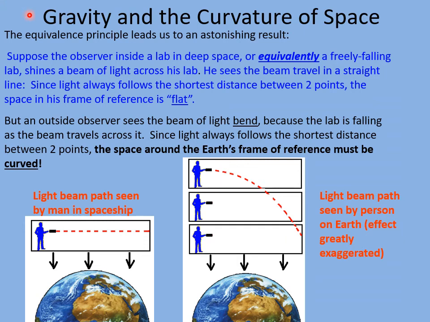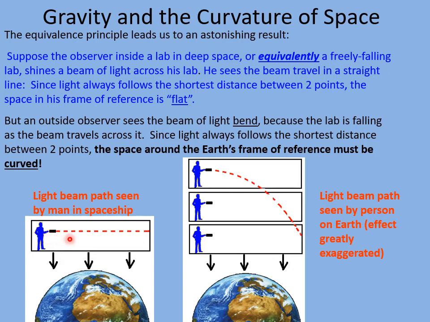So amazingly, this equivalence between a gravitational field and acceleration leads us to one of the consequences of Einstein's general relativity theory, and that is that gravity has to do with the curvature of space. And again, this is not a simple thing to explain, but one demonstration that sort of shows the concepts might help clarify this. So suppose you're in your closed lab here, and first you're floating out in deep space where there's no gravity.